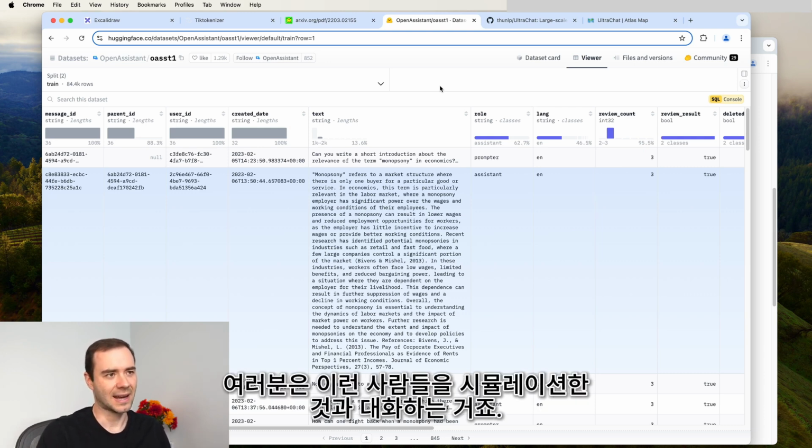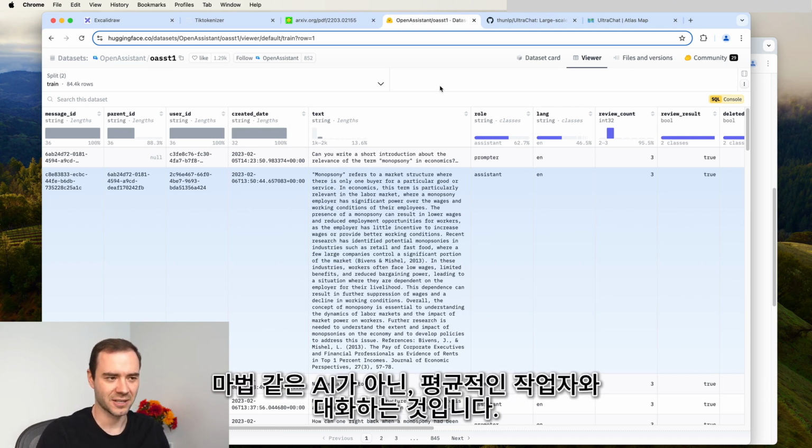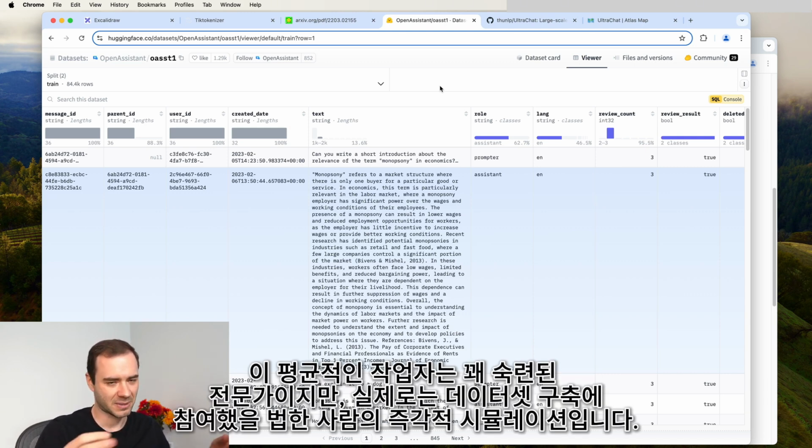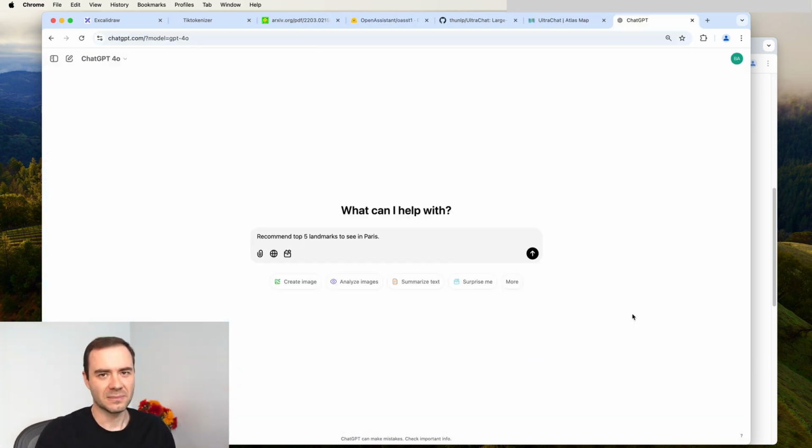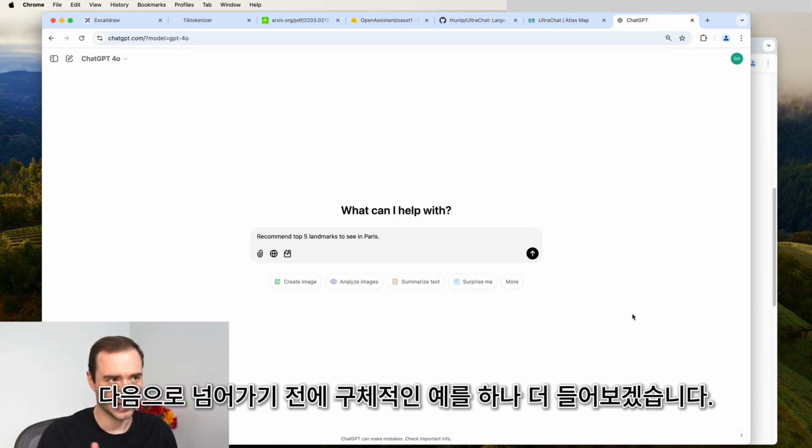And you're kind of asking a question of a simulation of those people, if that makes sense. So you're not talking to a magical AI, you're talking to an average labeler. This average labeler is probably fairly highly skilled, but you're talking to an instantaneous simulation of the kind of person that would be hired in the construction of these datasets. So let me give you one more specific example before we move on.